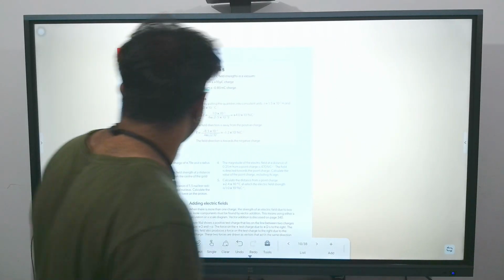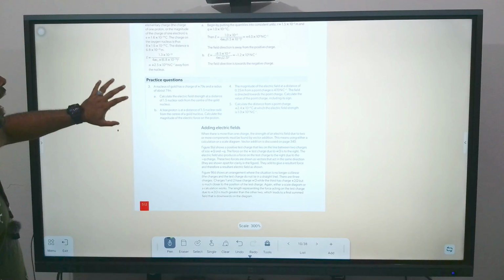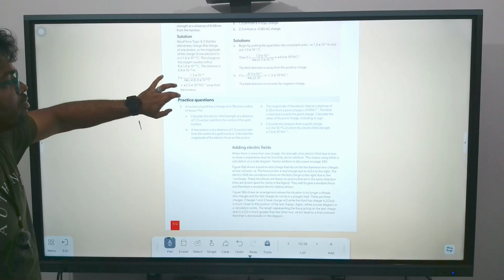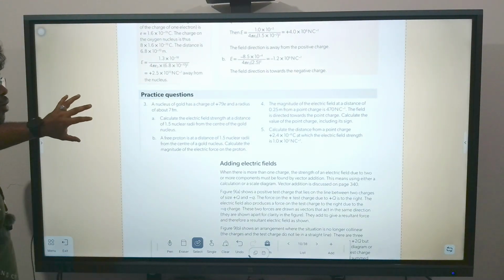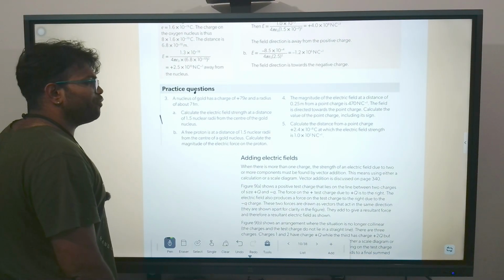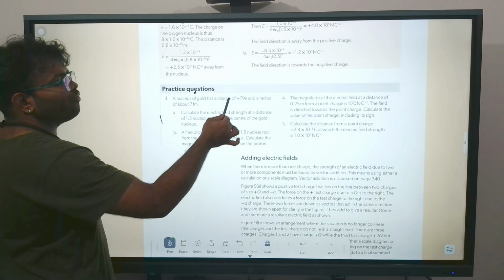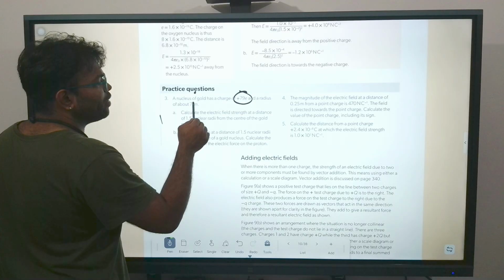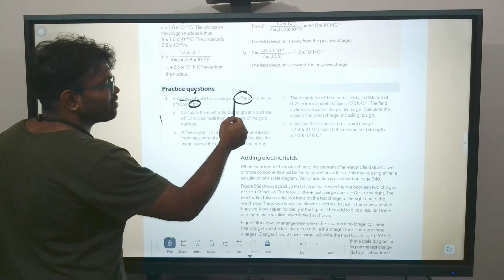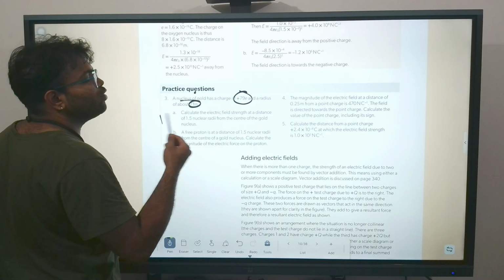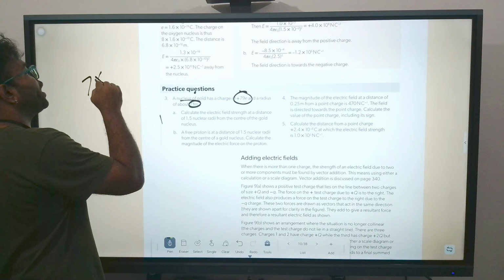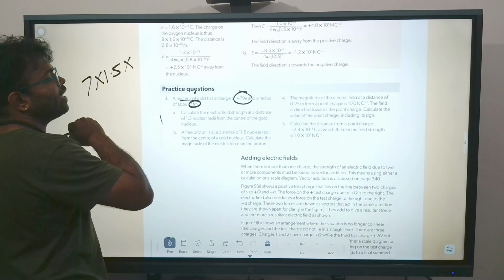Clear? Okay. Next, a nucleus of gold has a charge of plus 79 electrons and a radius of about 7 femtometer. Calculate the electric field strength at a distance of 1.5 nuclear radii from the center of the gold nucleus. So we know the charge, we know the radius. Calculate the electric field strength at about 1.5 nuclear radii. 1.5 nuclear radii, you know how much it will be? 7 multiplied by 1.5 multiplied by femto.